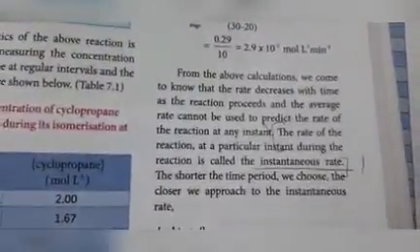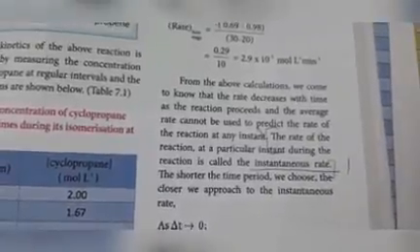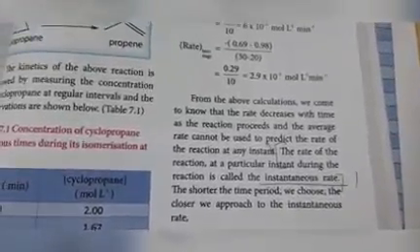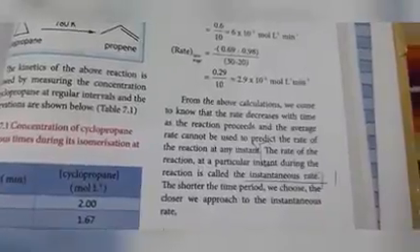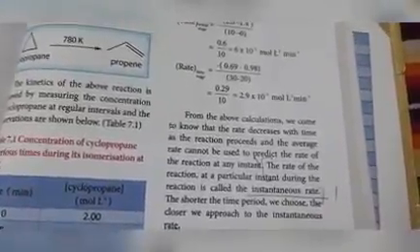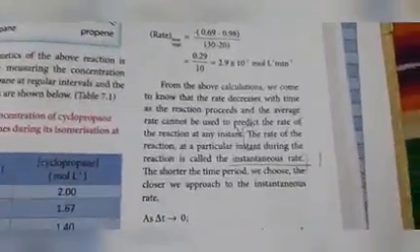So from this page we understood what is average rate and what is instantaneous rate. Average rate is similar to the normal rate of the reaction. Instantaneous rate is also the rate of the reaction only, but at a particular instant, a particular time during the reaction. During the reaction we are taking 10 minutes only. That is called the instantaneous rate. So this lesson is completely over.